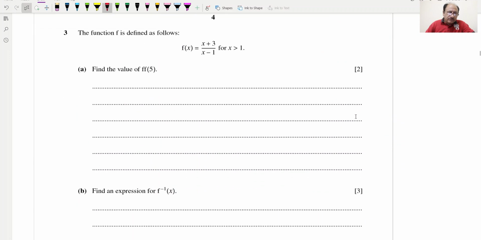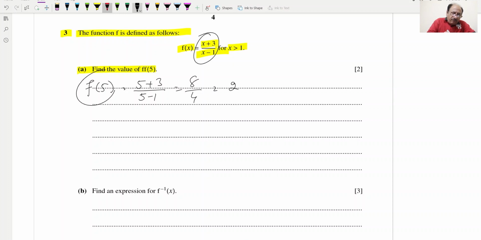Hopefully you understood this. Now question number 3. The function f is defined as this one: x is greater than 1, find the value of f of 5. So first we'll find f of 5. We will replace x with 5, so 5 plus 3 over 5 minus 1, which is equal to 8 over 4, which is equal to 2. Now f of 5 value is 2, which we can replace over here.